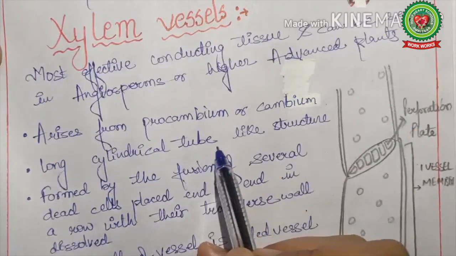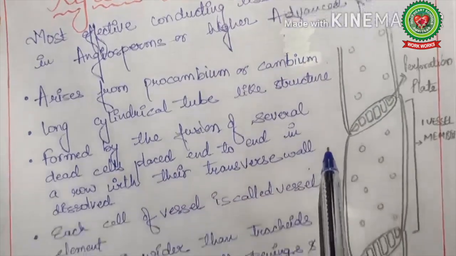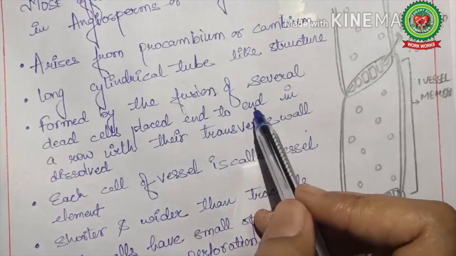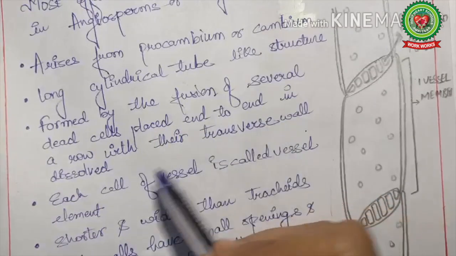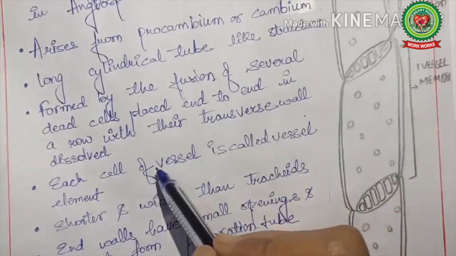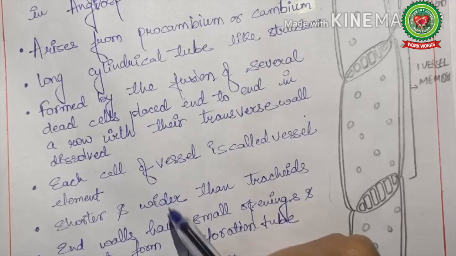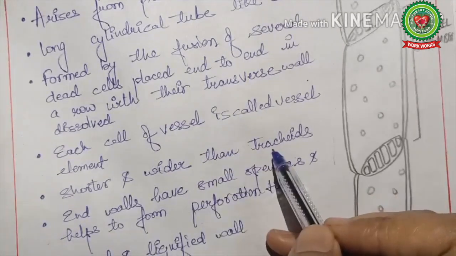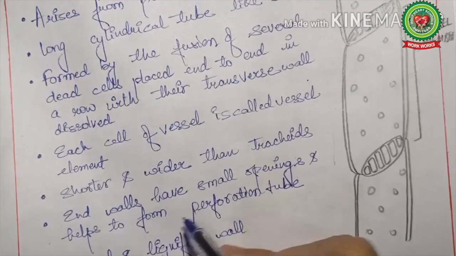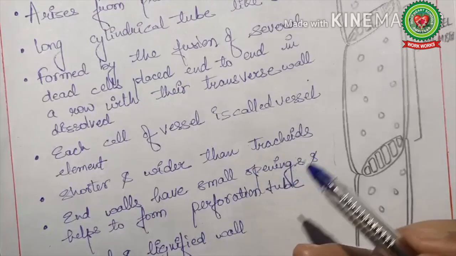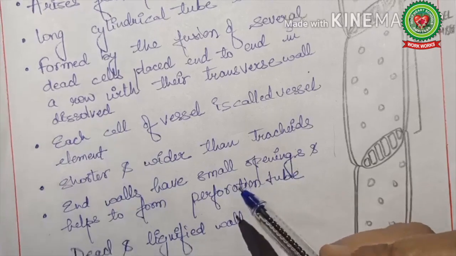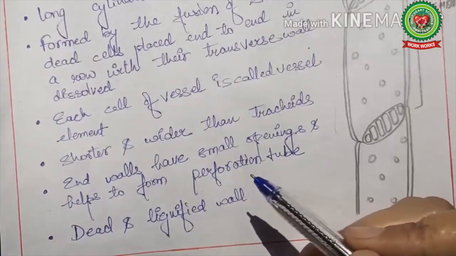These are long cylindrical tube-like structures, as we have already seen, formed by the fusion of several dead cells placed end to end in a row with their transverse wall dissolved. We have already discussed how this transverse wall dissolves. Each cell of a vessel is called a vessel element. Shorter and wider than tracheid. End walls have small openings that help to perform their function. That is actually the perforation plates, which help in conduction of water from one cell to another. These are dead and lignified.